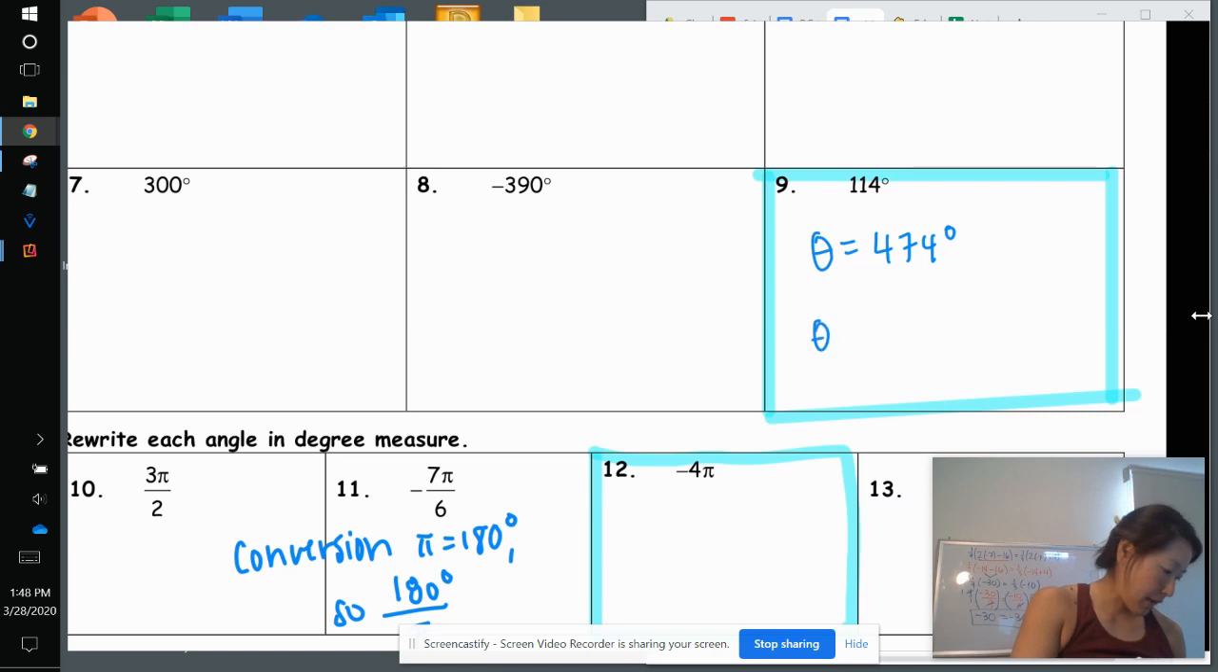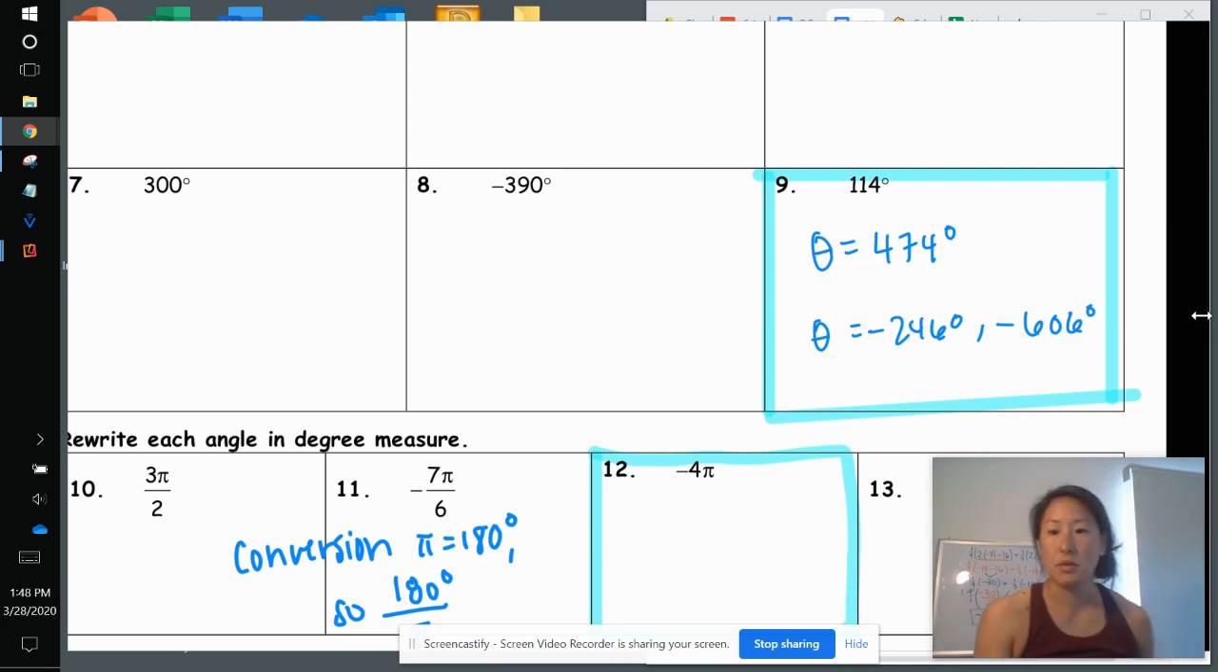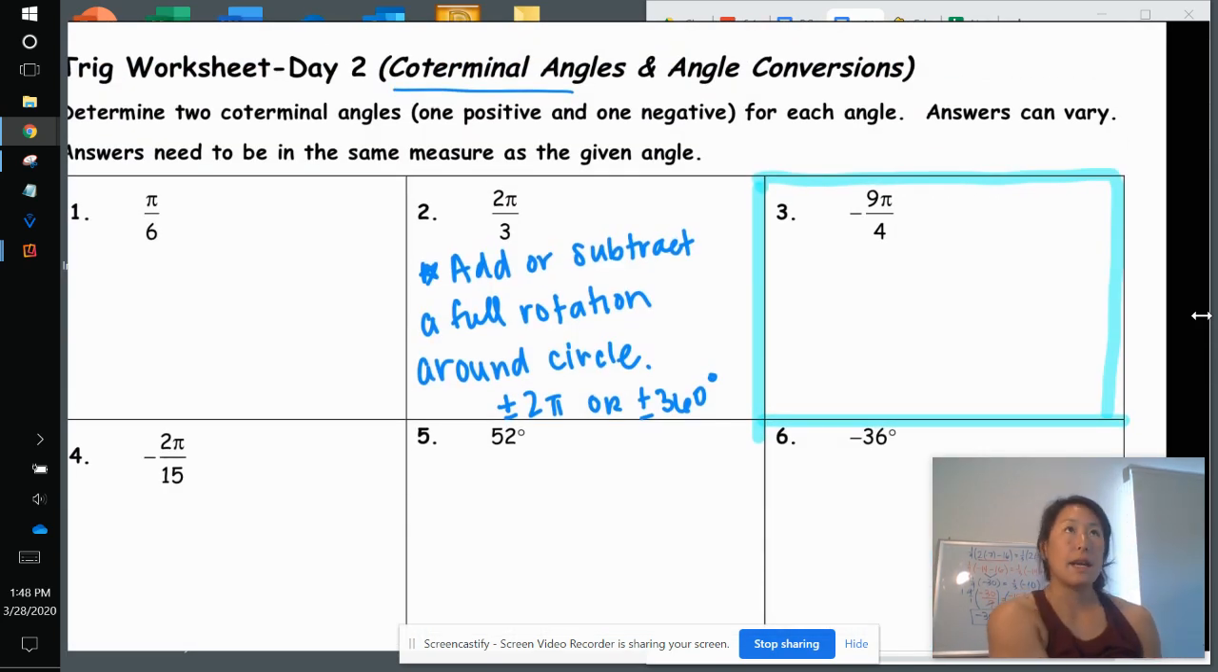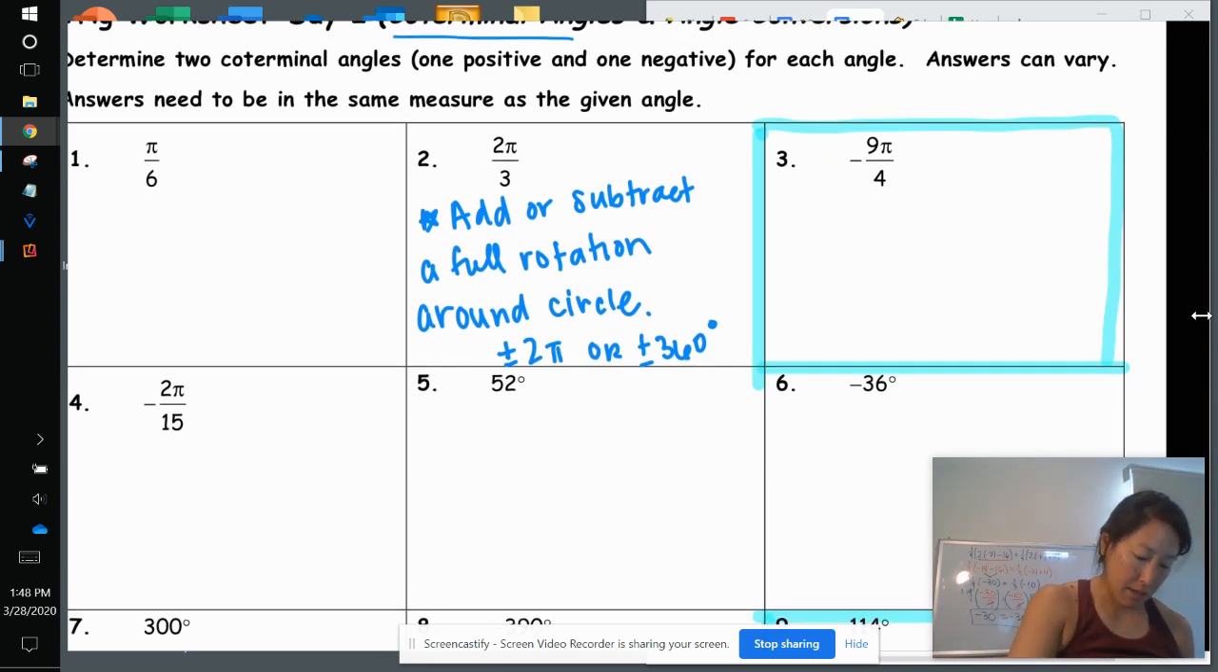And a negative angle of negative 246 degrees, or if you put negative 606 degrees, that's okay too. I would take either of those. Okay, so negative 9 pi over 4, I'm going to sketch out what that looks like right here.